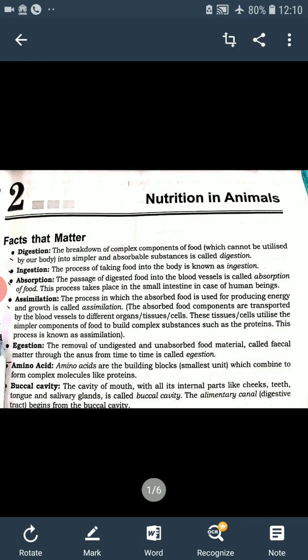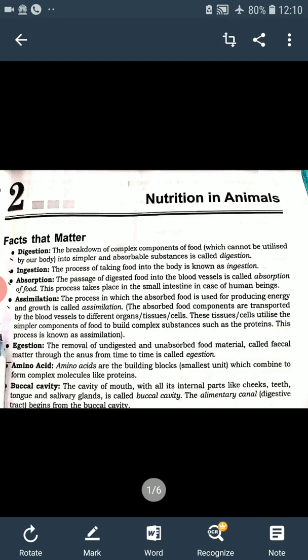So let's move ahead. The first point I want to discuss is the chapter itself, as the name of the chapter says, Nutrition in Animals. So how is the digestion process completed in our body with the help of different regions and organs of our body?